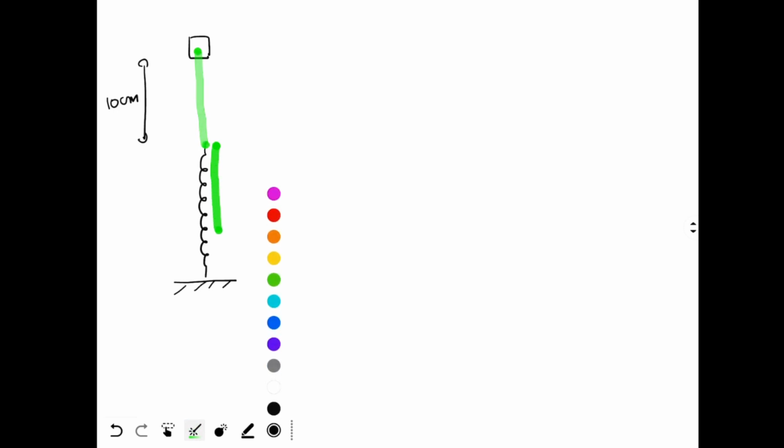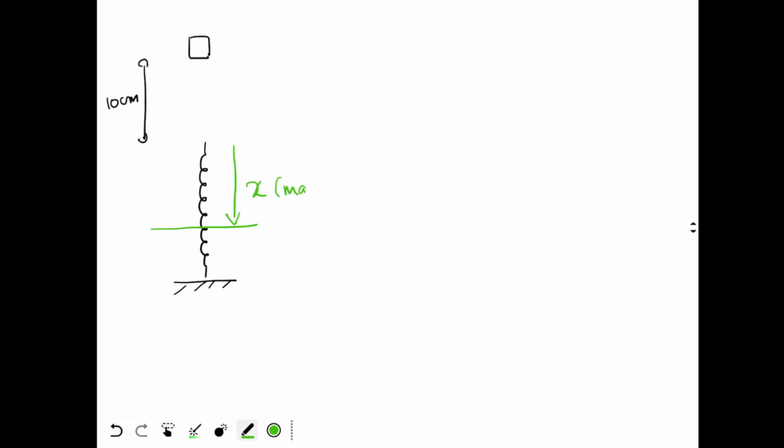So this is my spring and this is the block released from 10 centimeter. As the block collides with the spring and keeps on moving down, it will reach a maximum compression of, let's say, x. The maximum compression in the spring is x. All right, so how do I find the value of x?